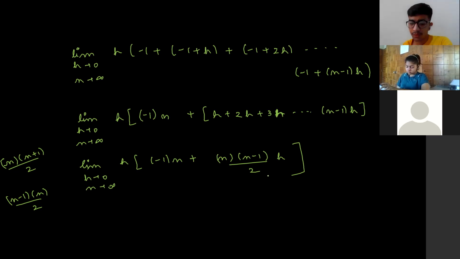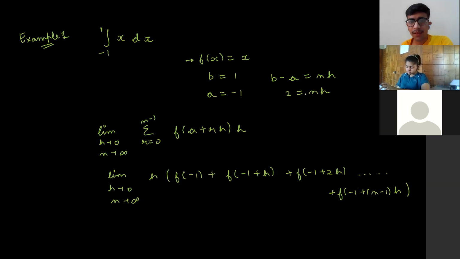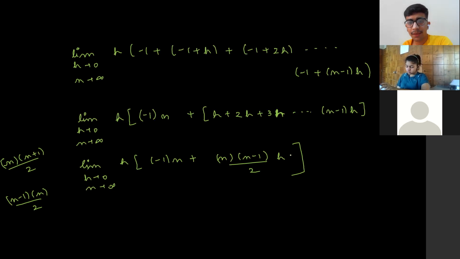ओके, सो हम लोगों को nh की वैल्यू पता है. nh की वैल्यू है 2. So n times h is 2. So ये nh और ये nh cancel हो जाएगा because nh is 2 and we have 2 in the denominator as well. This nh is cancelled with 2.